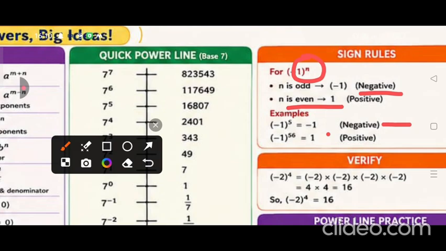Now minus 2 raised to the power 4. 4 is an even number, so we multiply minus 2 four times. First we multiply minus 2 into minus 2. Minus and minus give plus. 2 twos are 4. Similarly, 4 multiplied by minus 2, multiplied by minus 2, will become 16. So minus 2 raised to the power 4 will become 16.